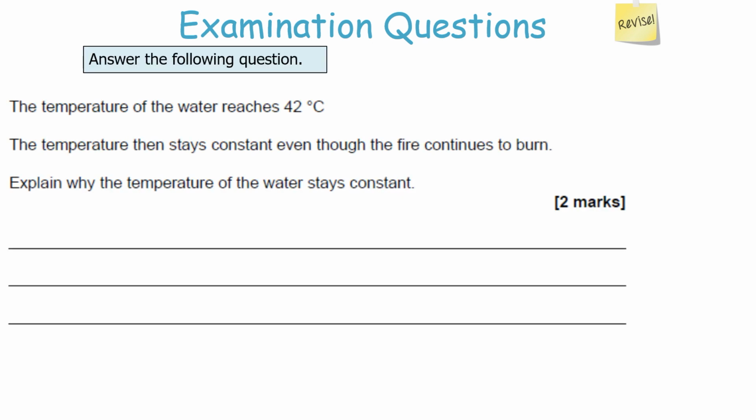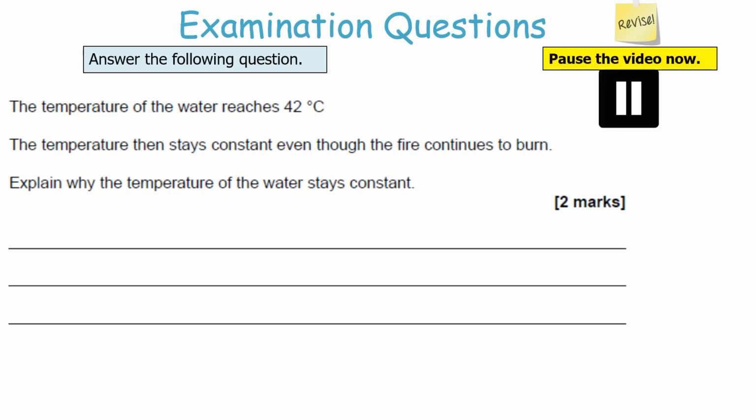The next question says the temperature of the water reaches 42 degrees Celsius. The temperature then stays constant even though the fire continues to burn. Explain why the temperature of the water stays constant. So pause the video now, then unpause the video when you want to go through your answer.